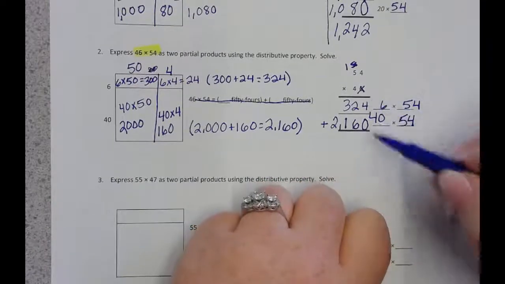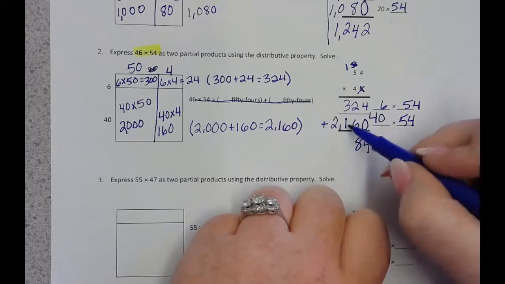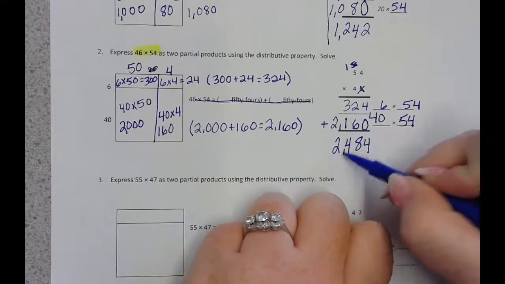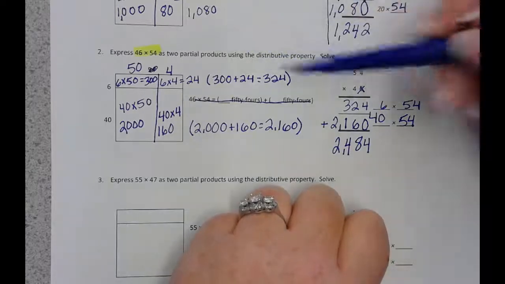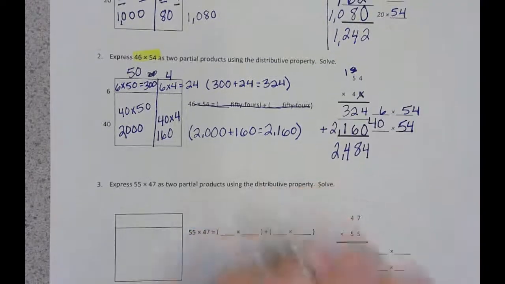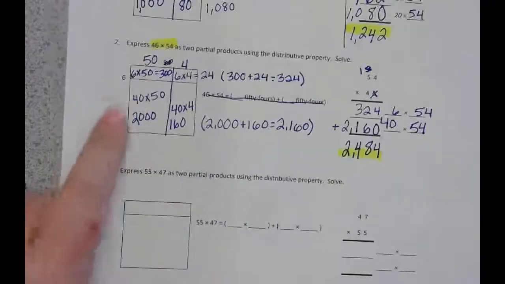Alright, and then just like we did with our area models before, we have to add these partial products together. So 4 plus 0 is 4, 6 plus 2 is 8, 1 plus 3 is 4, and 2 plus nothing is 2. So our product is 2,484. Okay, I'm going to go ahead and highlight my answers so that they are clear.